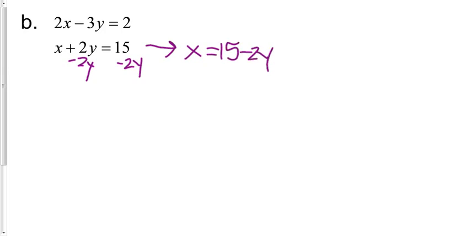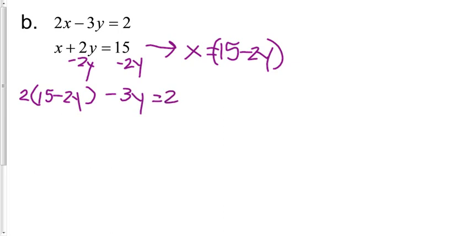This time we solved the second equation for x. So when I plug in 15 minus 2y, I need to do that in the top equation, the one that I didn't just solve. Okay, so let's make our substitution. Following the top equation, we have 2 times our x value, but instead of x, now we're going to make the substitution. X is equal to 15 minus 2y. So you can replace it. Then you've got a minus 3y equals 2, following the top equation.